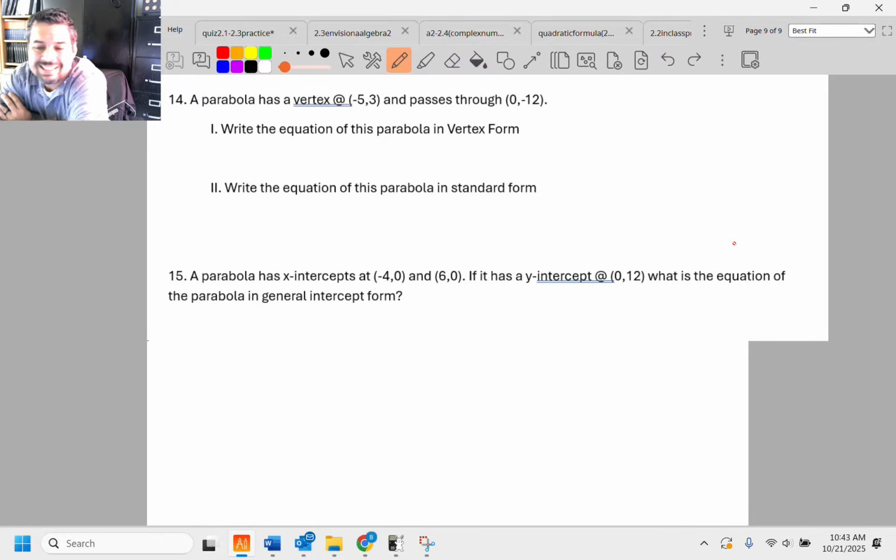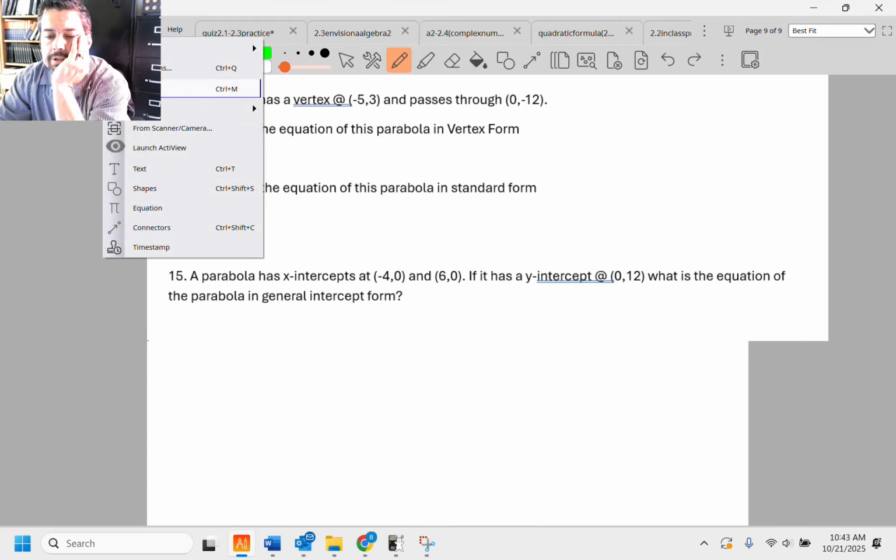A parabola has a vertex at (-5, 3) and passes through the point (0, -12). Write the equation of this parabola in vertex form. So, one of the issues is simply going to be that we don't know what vertex form is.